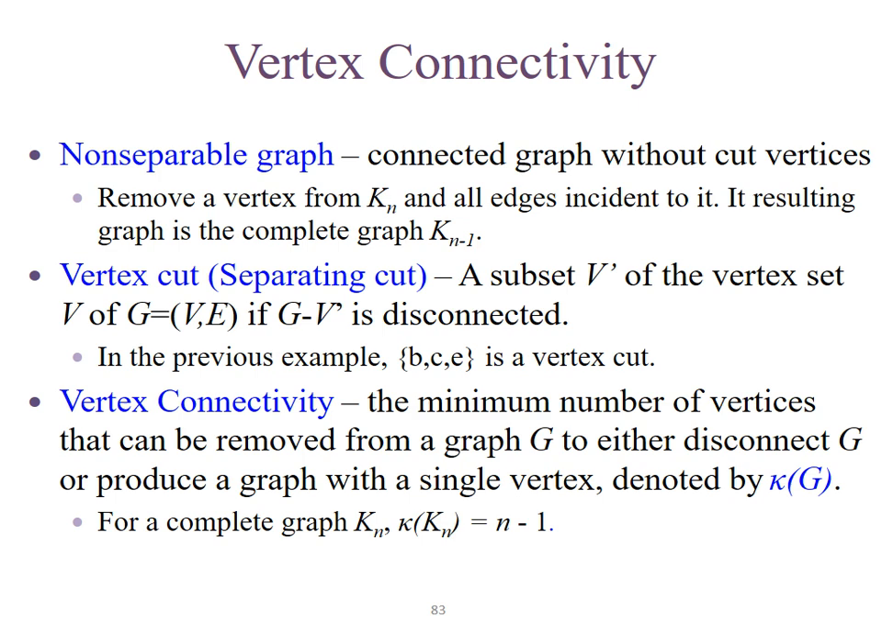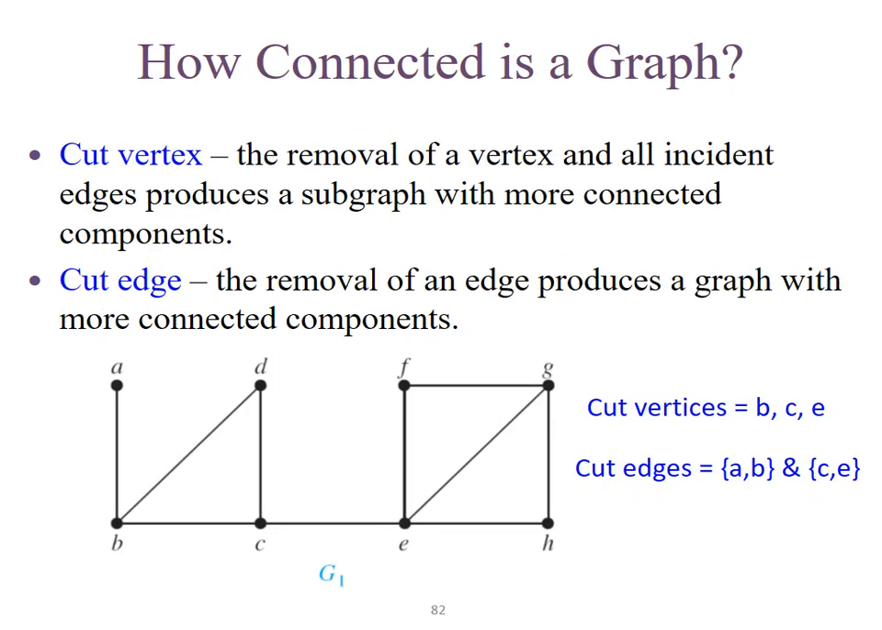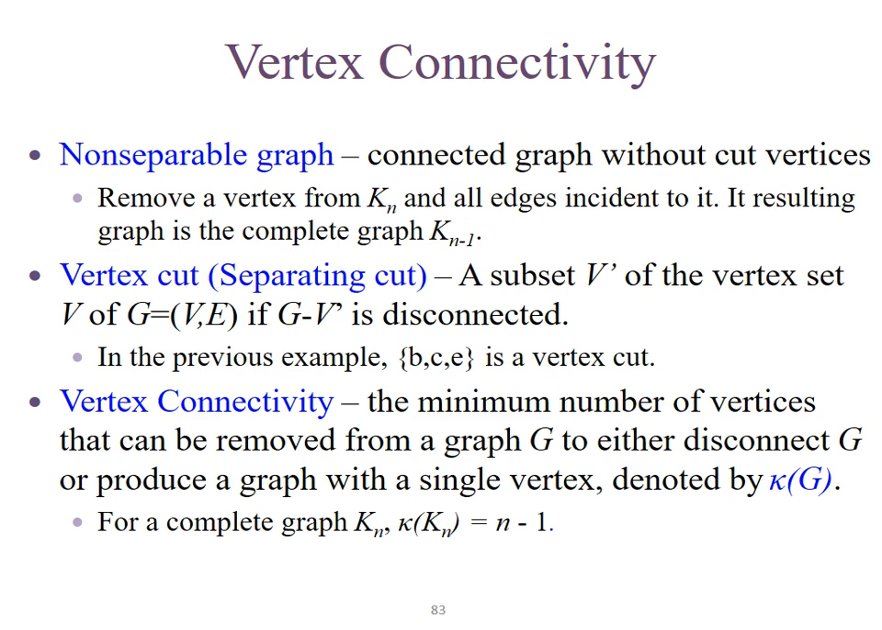All right, let's see the definition of vertex cut. A vertex cut is a subset that includes cut vertices. If we remove the vertex cut, the subset, then we can make G disconnected. Then we call this set a vertex cut. So in our previous example, if we remove these vertices, then we can produce more connected components. Okay, so B, C, E, if you collect them into a subset, this set is called a vertex cut.